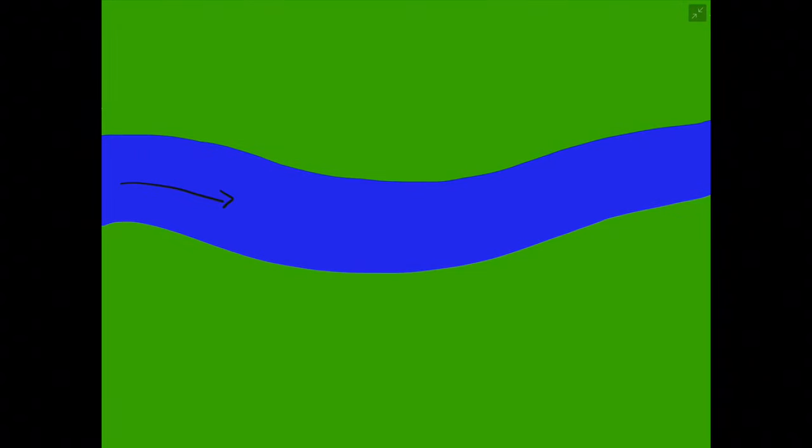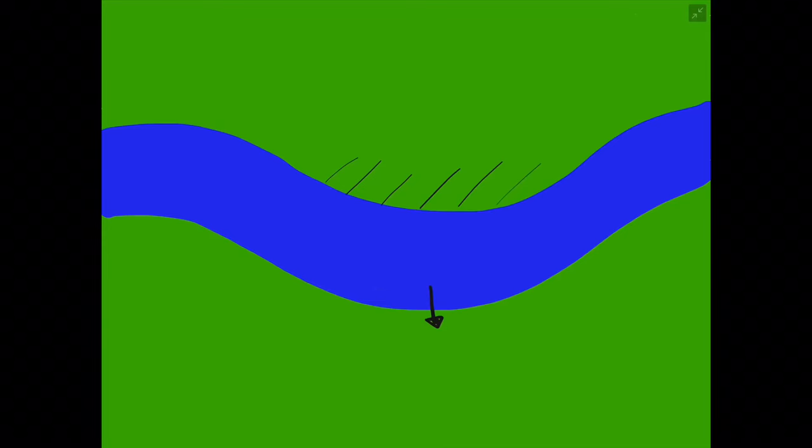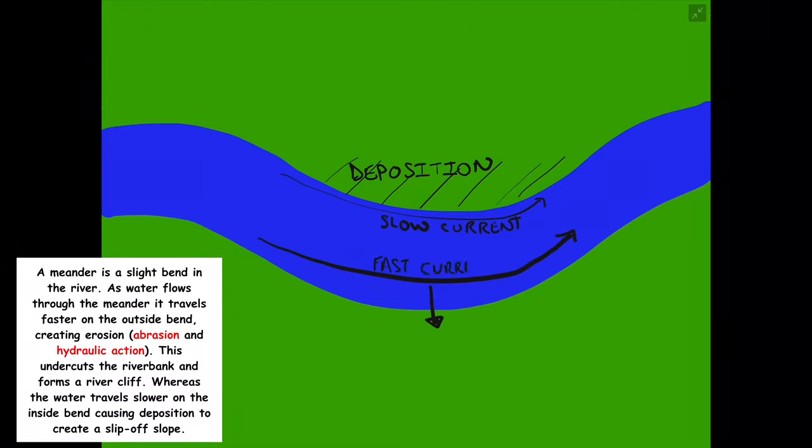First of all, a meander is a slight bend in the river. Water will continue to flow down the long profile of the river from the upper course to the lower course. As the water flows through the meander, it travels faster on the outside bend, creating erosion through abrasion and hydraulic action. This undercuts the riverbank and forms a river cliff, whereas the water travels slower on the inside bend, causing deposition to create a slip off slope.